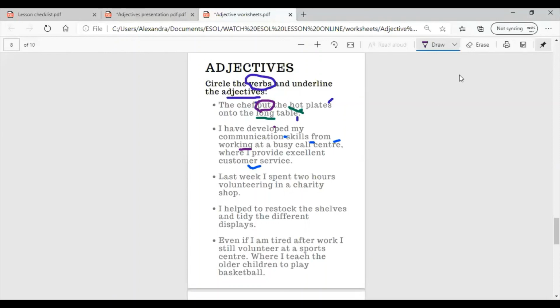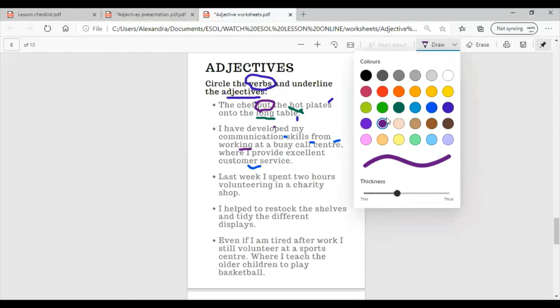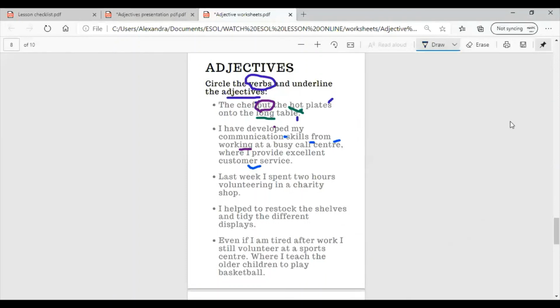Okay, so now we're looking for our adjectives, which are our main interest in this sentence. So: I have developed my communication skills from working at a busy. So there we go, we've got one. Busy call centre, because busy describes the noun, the place, the call centre. Where I provide excellent customer service. And customer service is another noun. So we look before it and we've got this word excellent, and excellent is an adjective and describes the noun.